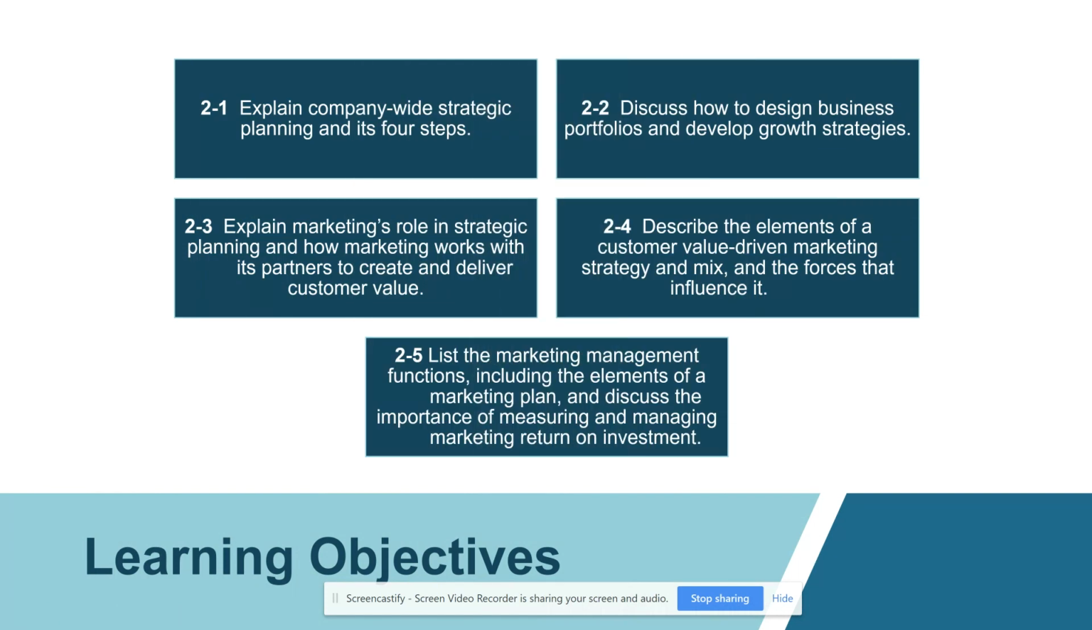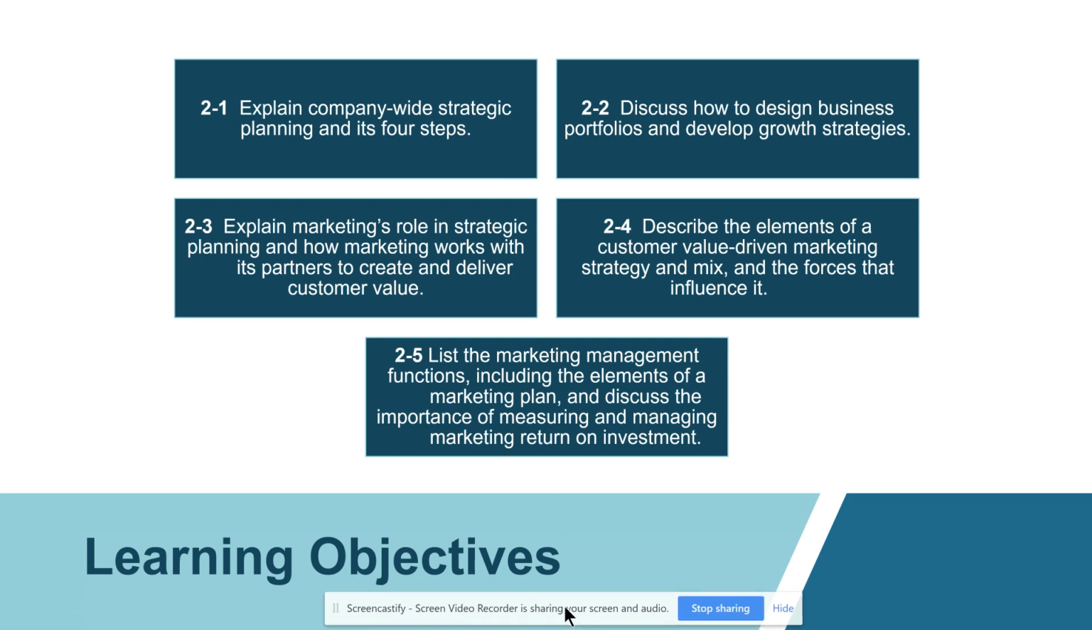So today's learning objectives are: we're going to explain how a company creates a strategic plan. It's in 4 steps. We'll discuss how to design business portfolios, meaning how to design what products are going to be sold and in what kind of units, and how to develop growth strategies. We're going to explain marketing's role in strategic planning and how marketing works to partner with others to create and deliver value, which again, value equals profits. We're going to describe the elements of customer-driven marketing strategy and the forces that influence it. And then we're going to talk about marketing plans and the importance of managing it and also really measuring it.